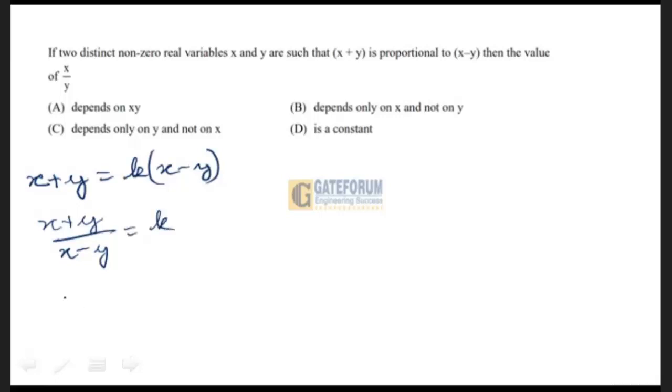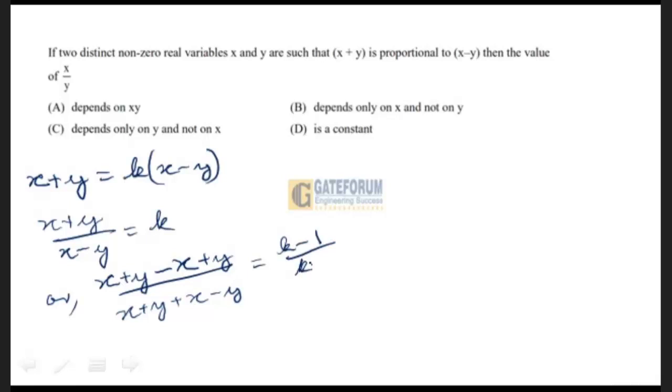We can apply componendo and dividendo. It's a very powerful shortcut. We can write this, and this cancels. So we can say 2x by 2y is equal to k plus 1 by k minus 1.